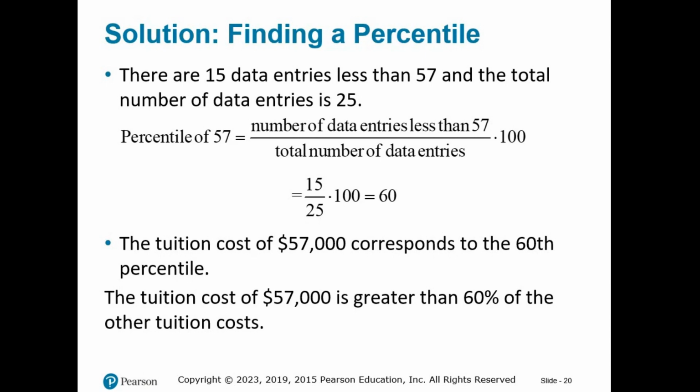That means the tuition cost of $57,000 corresponds to the 60th percentile, or the tuition cost of $57,000 is greater than 60% of the other tuition costs.